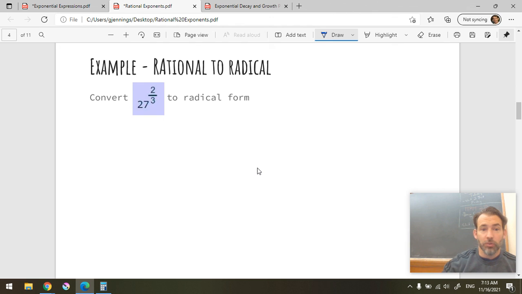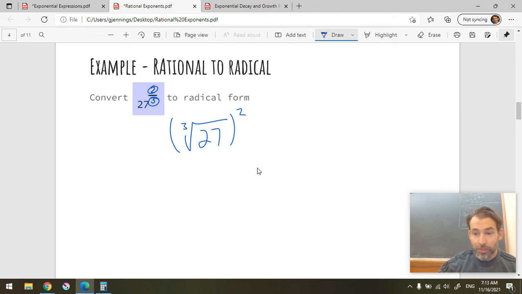So if we want to convert 27 to the 2/3 to radical form, well, we take this number and put it as the index number of the radical. Then we take this number, I like it out here, outside the brackets, and then I have 27 there. Now, the third root of 27, a number multiplied by itself 3 times gives me 27. That number happens to be 3. So this is 3 raised to the power 2, and this is 9.